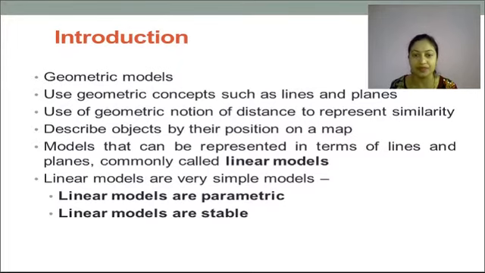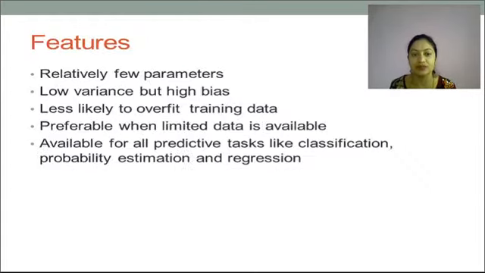Now, we have models which can be represented in terms of lines and planes, and commonly they are known as linear models. These linear models are very simple as they are parametric and they are stable models. They are parametric, it means that the parameters are specified to describe the models, and they are stable because they are based on very few samples of the data, so there is not much variation in the parameters based on the other values of the data.